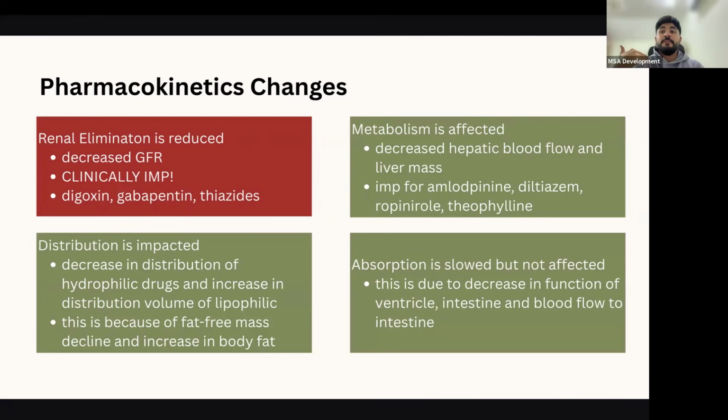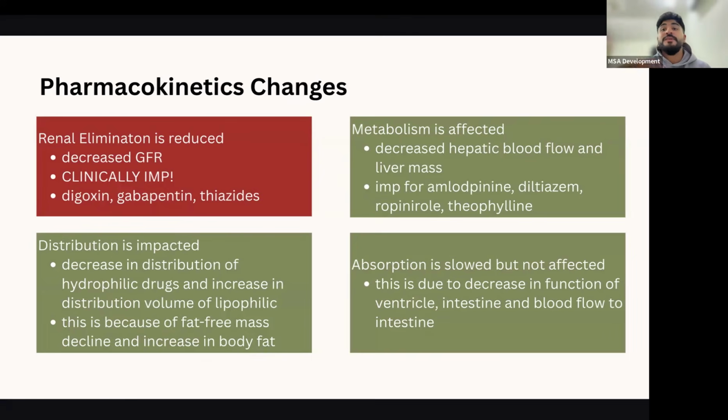So this means that the metabolites of this medication are more likely to build up in the blood, which will lead to their toxicity effects being more prominent in these patients. So this is number one. This is something you guys want to think about.